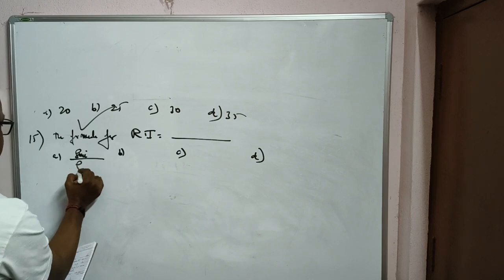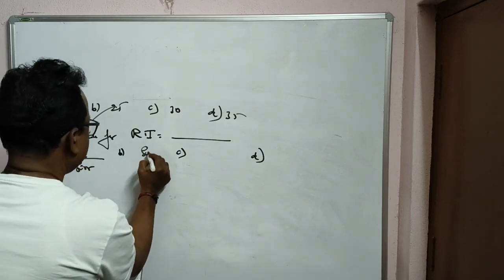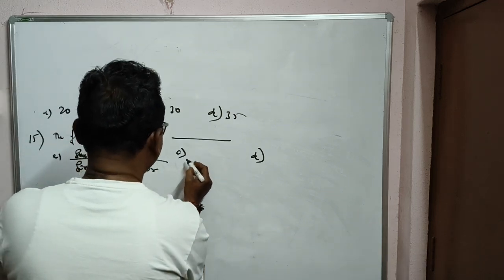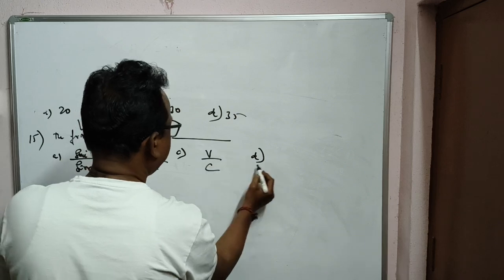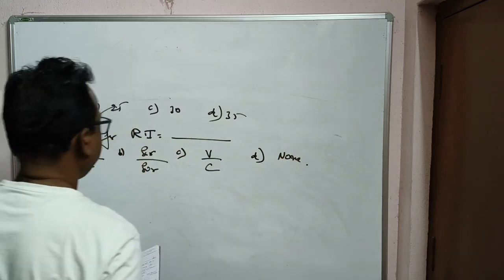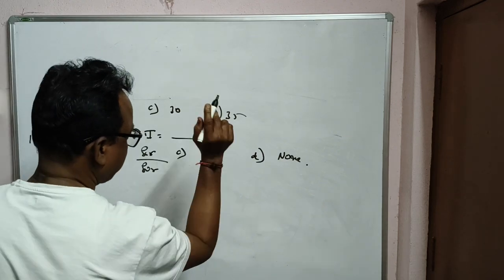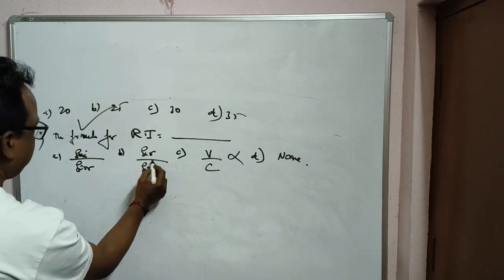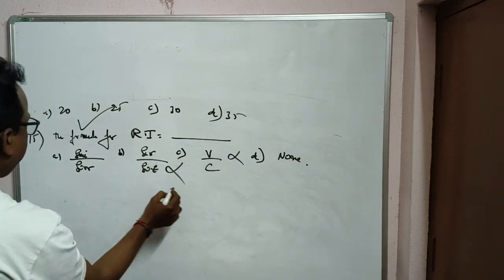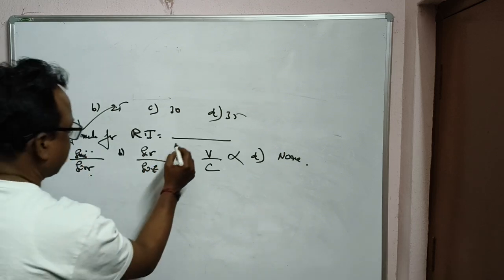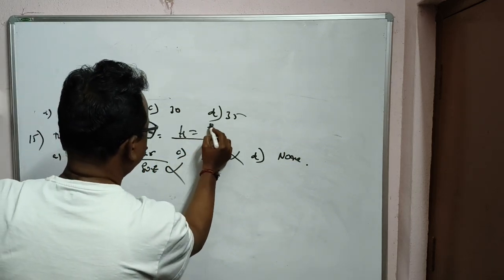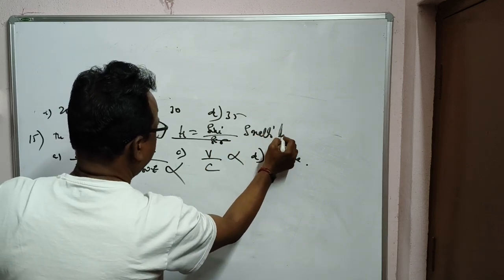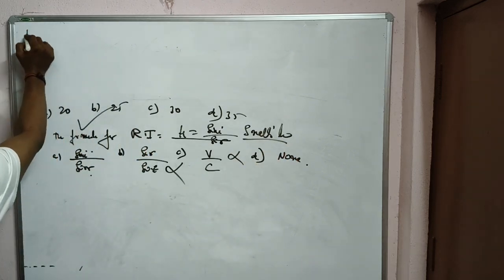A, sin I by sin R. B, sin R by sin I. C, V by C. D is none. Suppose if it is C by V, this is also right for mu, but V by C is wrong. And sin R by sin I is again wrong, because sin I by sin R is the right one, because it's Snell's law. So refractive index mu is given by sin I by sin R. This is also called Snell's law. In refraction I told all these things.